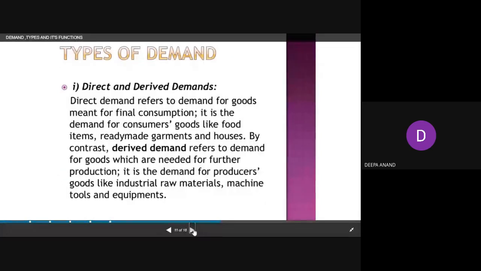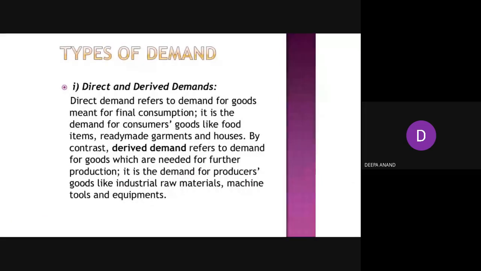So types of demand, direct and indirect demand, we have not come to that portion. So let us come out of it. So you have seen what are the functions, demand function and market function.